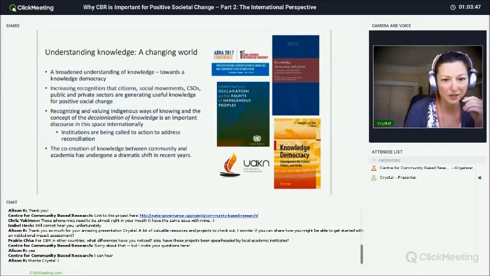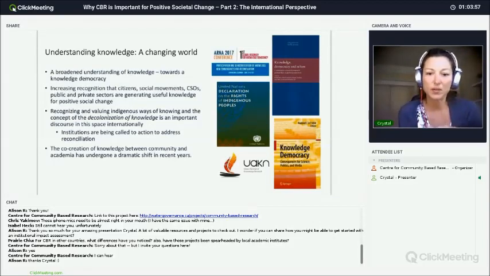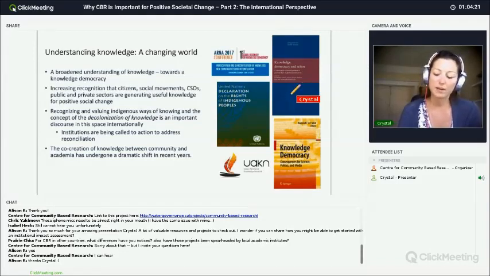I just want to show you this book, Knowledge, Democracy, and Action. There's a number of case studies here from around the world talking a little bit about the different CBR approaches. But as I mentioned, it's very diverse in terms of how it's being practiced, who is initiating, how universities are working collaboratively. So this is a very good book to have more information about those different research approaches.